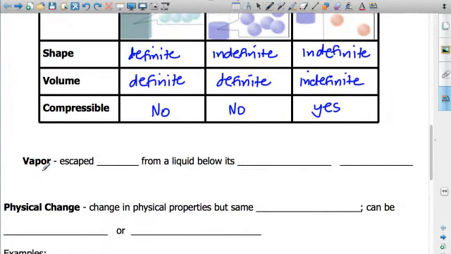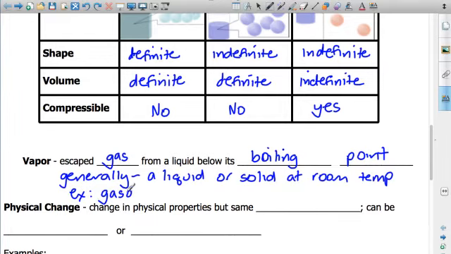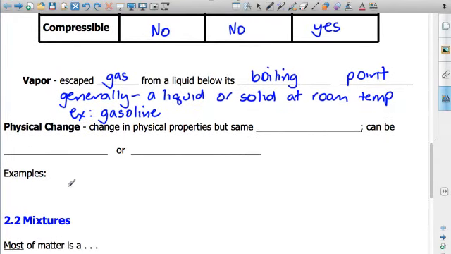I wanted to define a vapor because oftentimes students think it's the same thing as a gas. A vapor is a gas that has escaped from a liquid that is below its boiling point. Generally, it's a liquid or solid at room temperature. A good example that you're familiar with is gasoline. When you go fill up your car with gasoline, what you smell is the vapor itself, the gas that's escaped above the liquid.